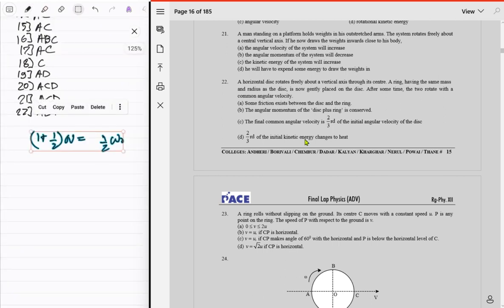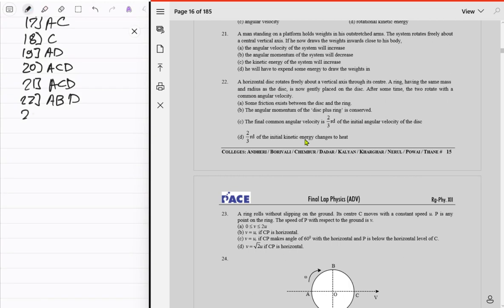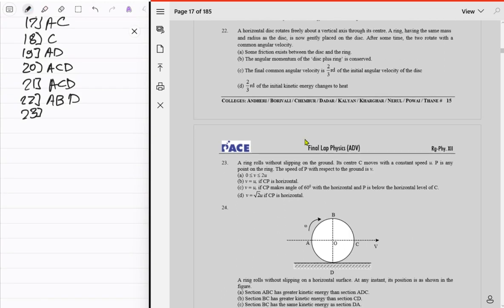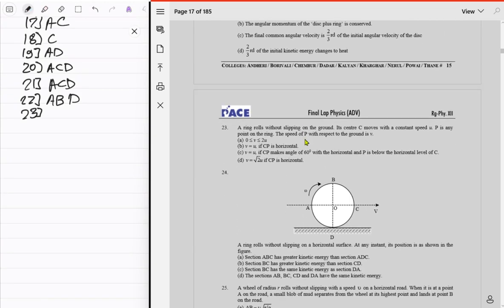Next question, 23. A ring rolls without slipping on the ground. Its center C moves with constant speed U. P is any point on the ring. The speed of P with respect to the ground is V. V is between 2U and 0. Yes, I believe in that. V equals U if CP is horizontal.